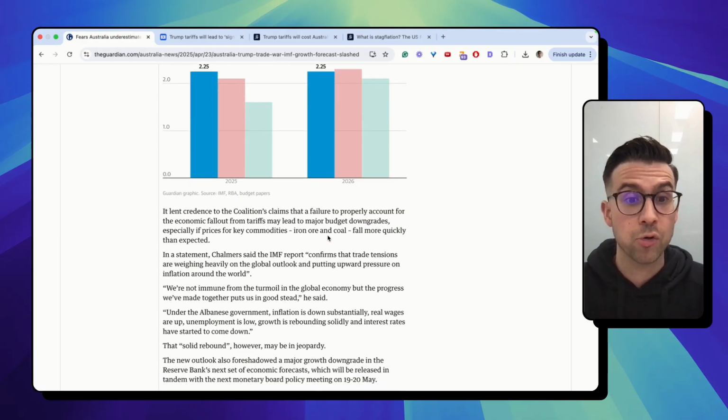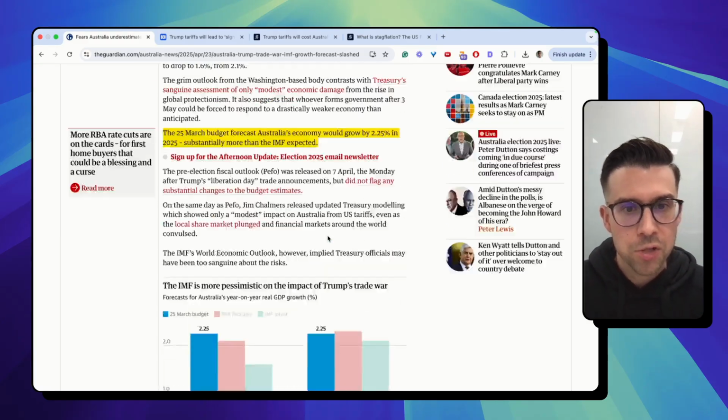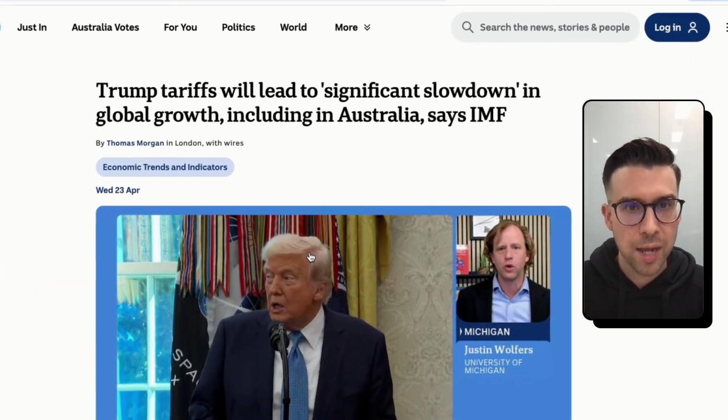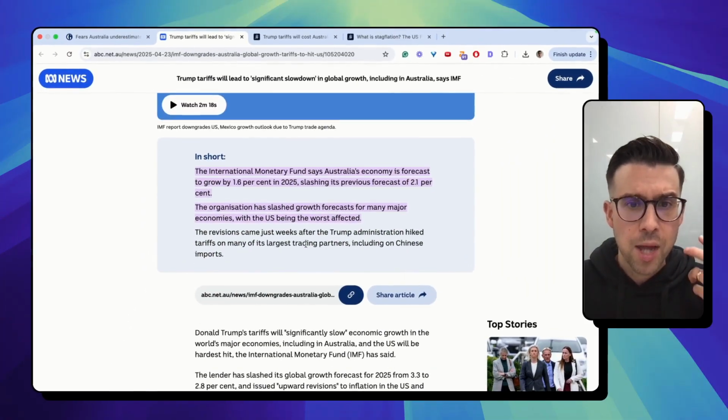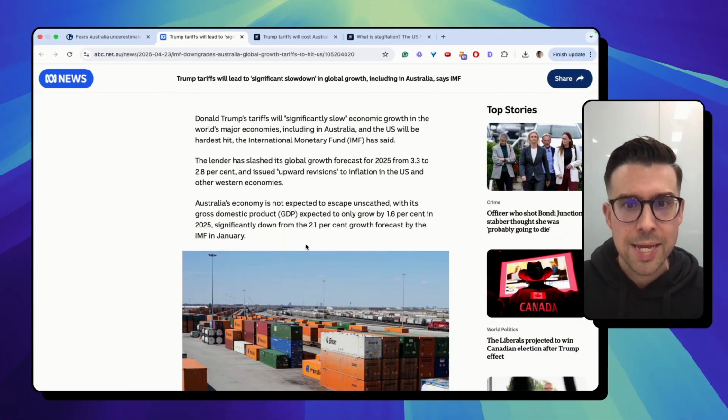As we can see, there's less of a discrepancy here, okay? So that's the first thing that we can really take out from this. Now, what else can we take out? ABC also have some coverage on this, okay?